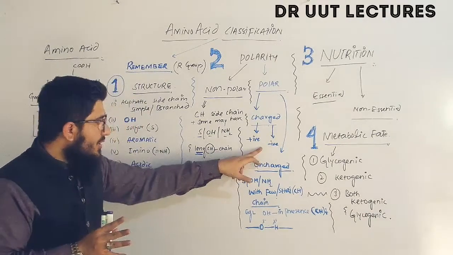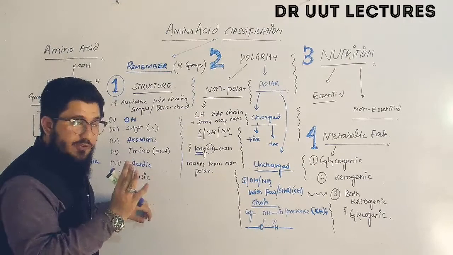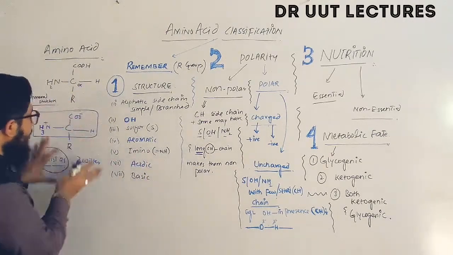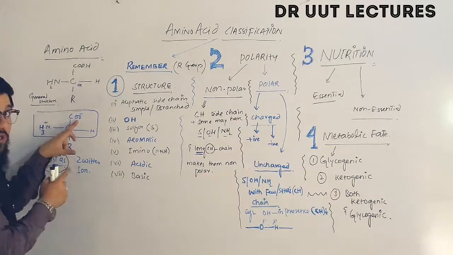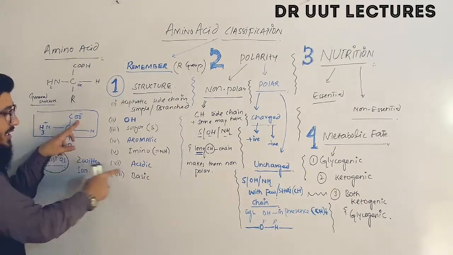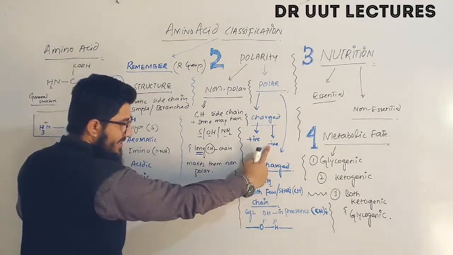Very simple. This is actually the alternative form of the acidic and basic. Very simple, don't confuse yourself. If you see any kind of amino acid, in that amino acid, if you see COO negative more than the NH3, then that amino acid is acidic amino acid or negatively charged amino acid.